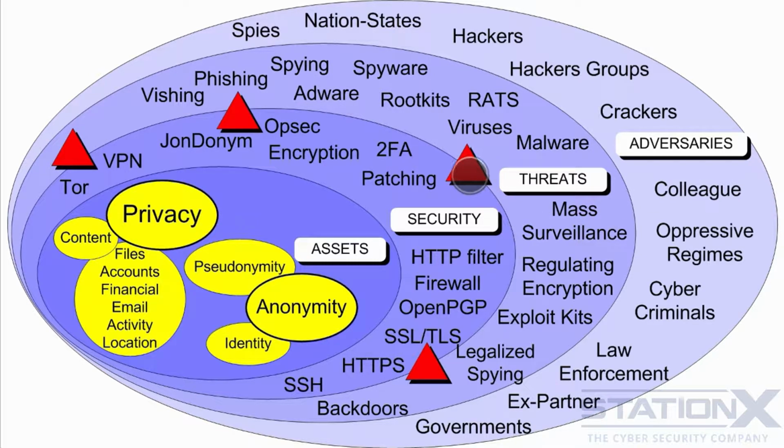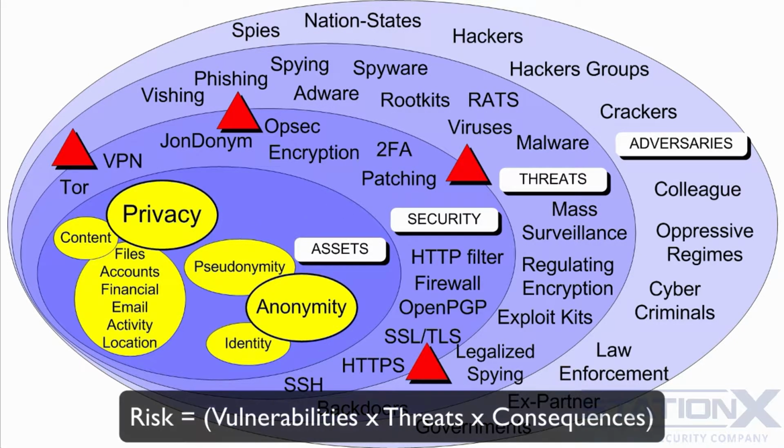And you can also see here these red triangles. These represent vulnerabilities, bugs, and weaknesses in your security controls. A threat will try to exploit vulnerabilities in your security to impact your assets. For example, malware infecting your computer through the vulnerability of being unpatched. Risk equals vulnerabilities times threats times consequences would be a way of representing it in a formula.